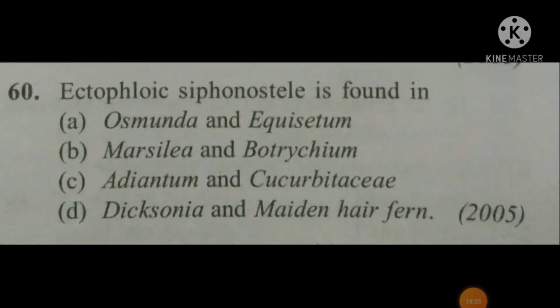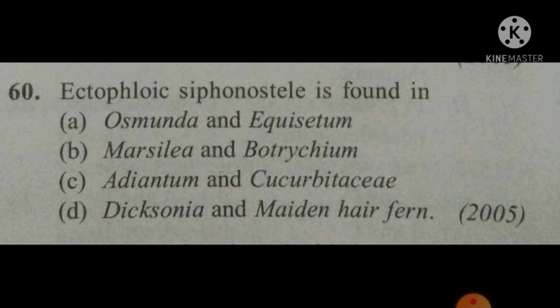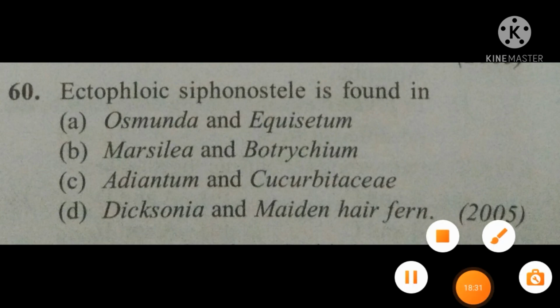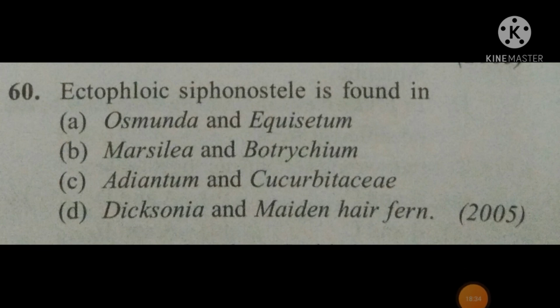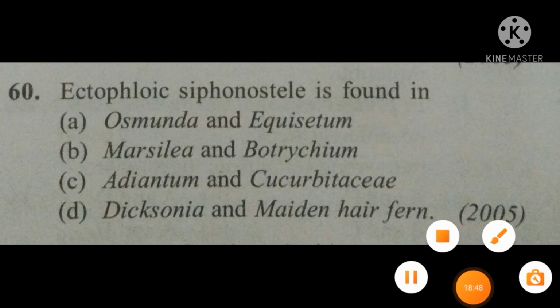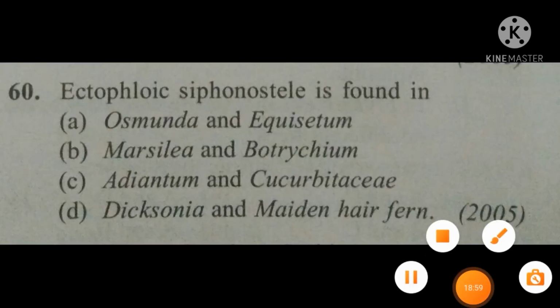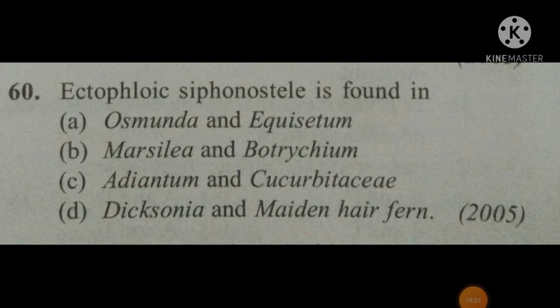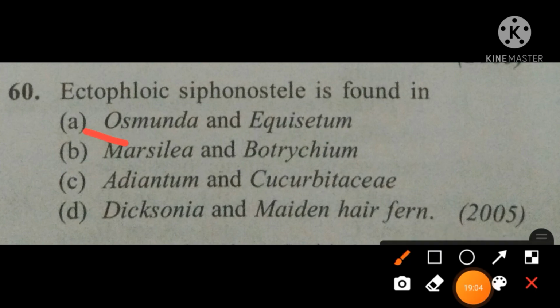Next question and the last question, ectophloic siphonostele is found in A, Osmunda and Equisetum, B, Marsilea and Botrychium, C, Adiantum and Cucurbitaceae, D, Dicksonia and Maidenhair. So the correct answer for this is option A, Osmunda and Equisetum.